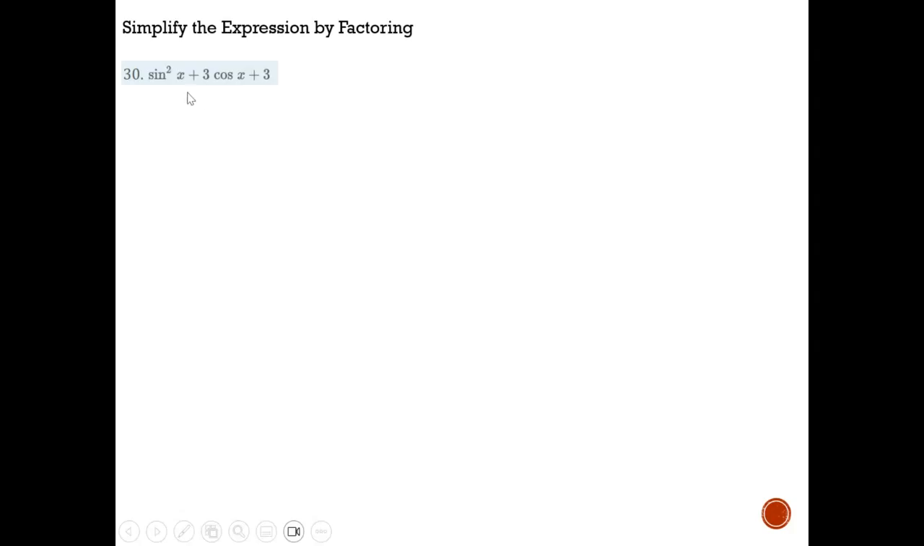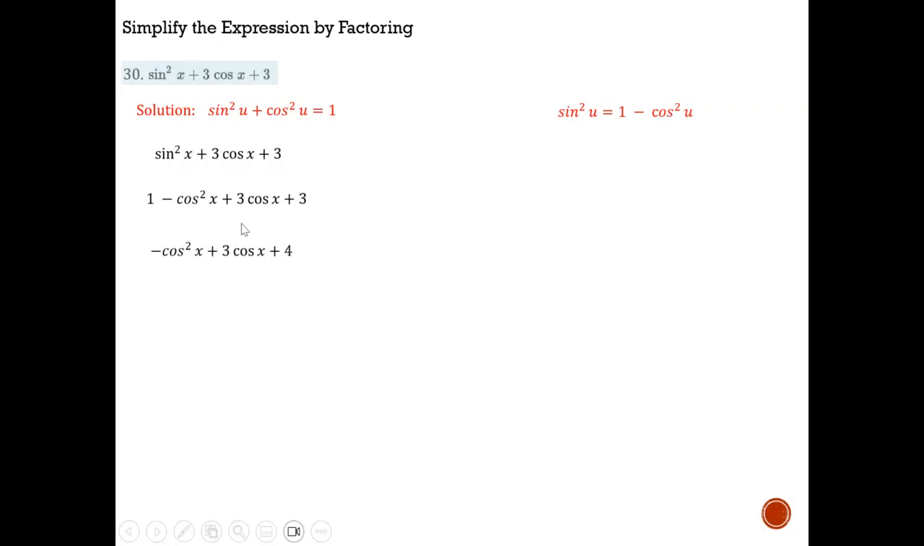Okay, now we're doing number 30 from the homework. Okay, see, it kind of matches. So again, we're going to convert the sine squared x into something with cosine. So if we subtract sine squared u from both sides, it's going to give us 1 minus cosine squared u. So I'm going to replace sine squared x with 1 minus cosine squared x. Now I can combine the 1 and the 3. Now here, guys, I'm going to factor out a negative because I like to factor where the x squared is always positive.